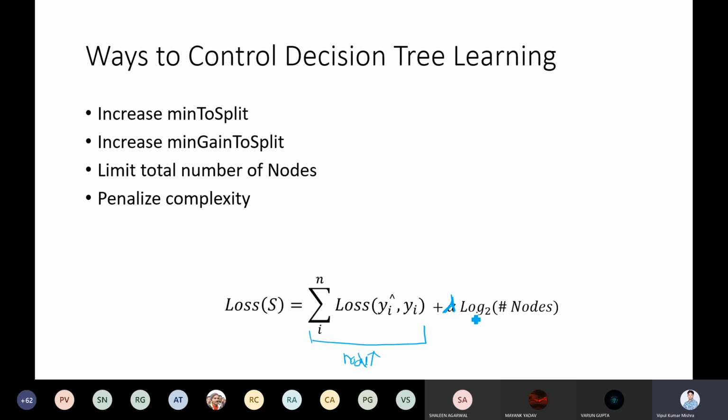But the second term, as it gets higher, will ultimately lead to a higher loss. But our algorithm wants to reduce the loss. So this term will try to reduce the number of nodes, and based on that we try to manage the overfitting. So this is how it works in the decision tree.